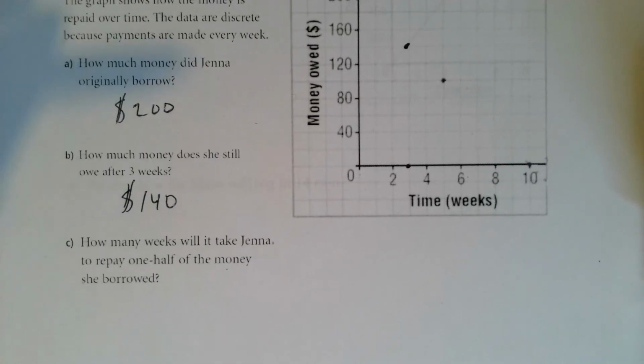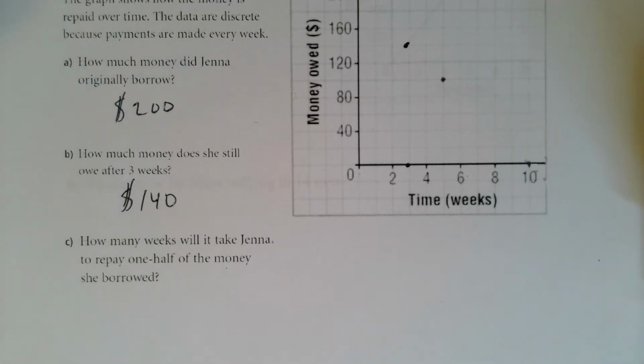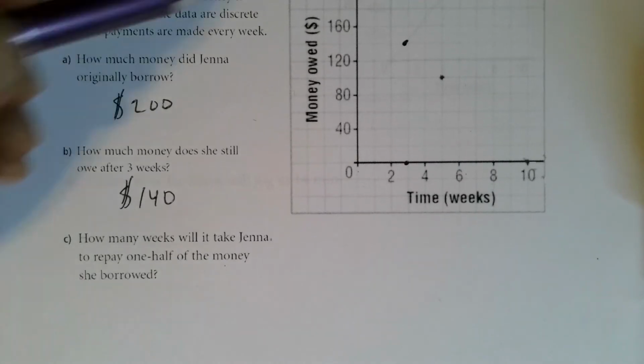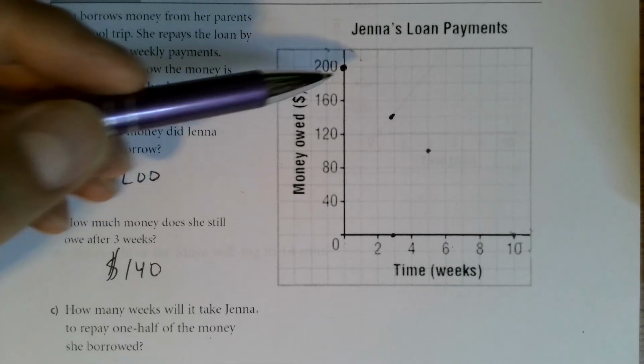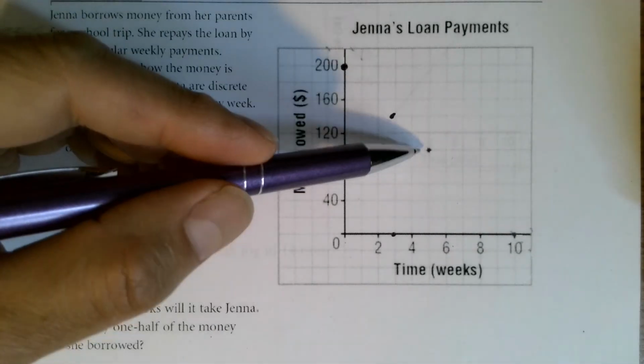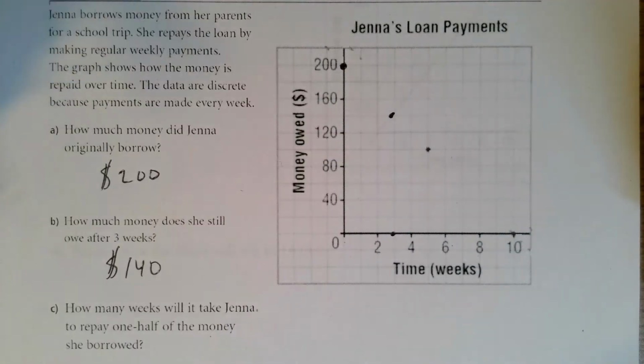Okay, how many weeks will it take Jenna to repay 1/2 of the money she borrowed? Well, that's an easy one. They've already given us the point. We know she originally owed $200. And at $100, it's right here. So that's 5 weeks.